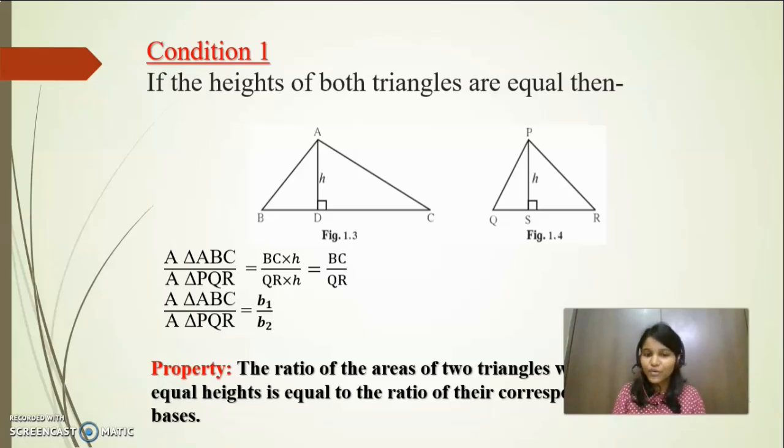Yes, the ratio of the areas of two triangles with equal height is equal to the ratio of their corresponding bases. This word corresponding is very important because तुम लोग जो न्यूमरेटर में लिख रहे हो उसी का बेस तुम लोग को न्यूमरेटर में लिखना है, जो डिनोमिनेटर में ट्राइंगल लिख रहे हो उसी का बेस तुम लोग को डिनोमिनेटर में लिखना है. Okay?